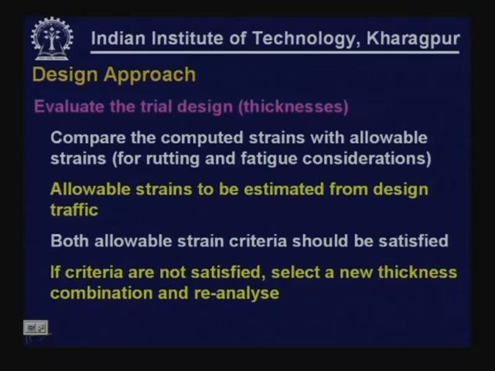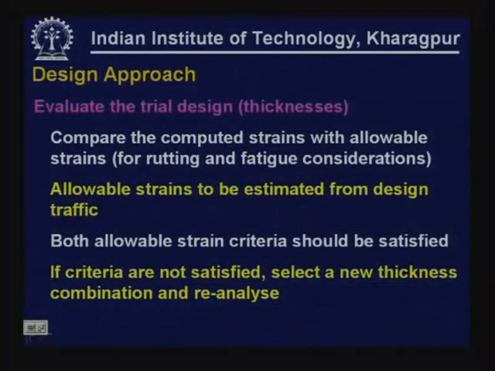We can estimate how many cumulative standard axles are going to be there in a given time period for this particular road. So, using that value N, substituting that in the limiting strain equations, we can get the allowable strain values. Both allowable strain criteria should be satisfied. We are not going to be satisfied with just either the rutting criterion or the fatigue criterion, both criteria have to be satisfied. If the criteria are not satisfied, we will select a new thickness combination and reanalyze.